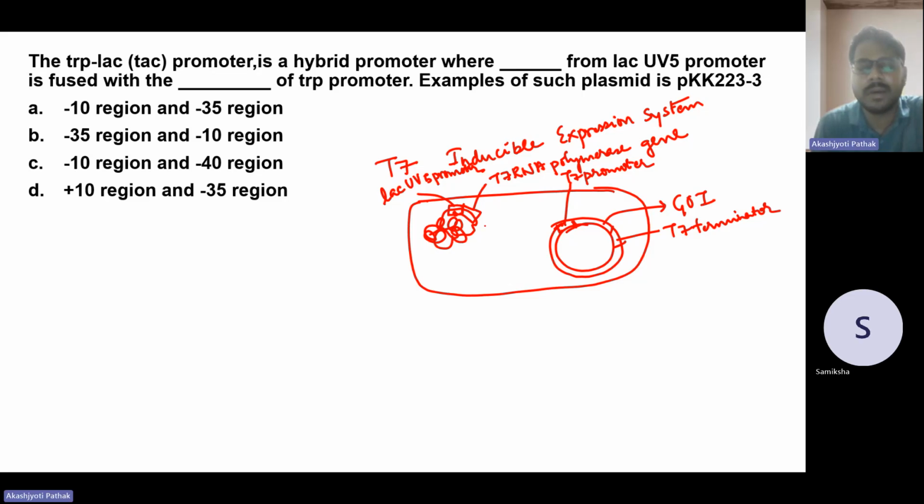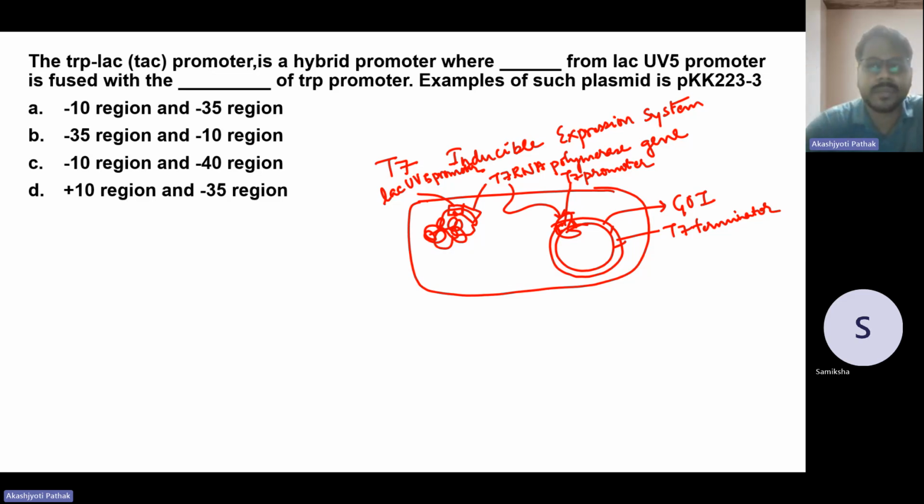When IPTG is not added, the T7 RNA polymerase will not be synthesized, because the repressor protein binds to the LAC UV5 promoter and prevents its synthesis. Once you add IPTG, this repressor is removed and the T7 RNA polymerase starts being synthesized. Once synthesized, it will bind to its promoter region and transcribe the gene of interest, and from the mRNA you will get the protein. So this is how the T7 inducible expression system works.